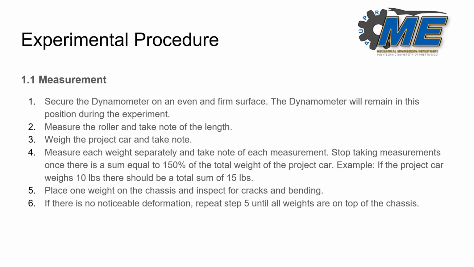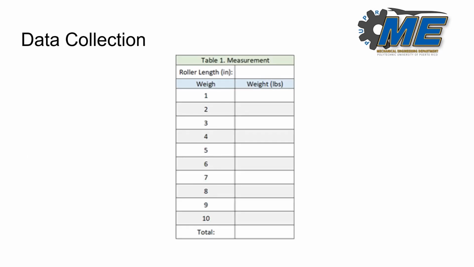Then we will place one weight on the chassis and inspect for cracks and bending. If there is no noticeable deformation, repeat until all weights are on top of the chassis. For the data collection, we will be using the following table for all measurements. That will include all measurements completed with each one of the weights in pounds.